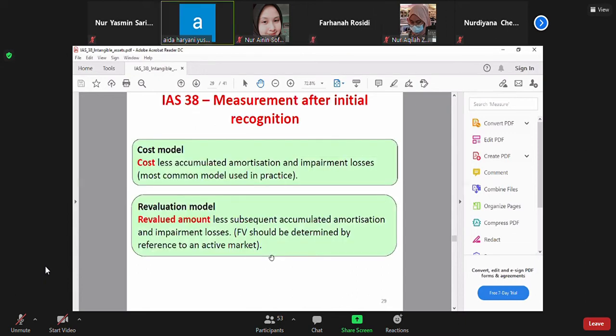So, sama juga macam IAS 16, you have cost model and revaluation model. So, bezalah dengan property. Property, you less depreciation. Cost model here, you less amortization. For the revaluation, you have to refer to the fair value of that particular asset.